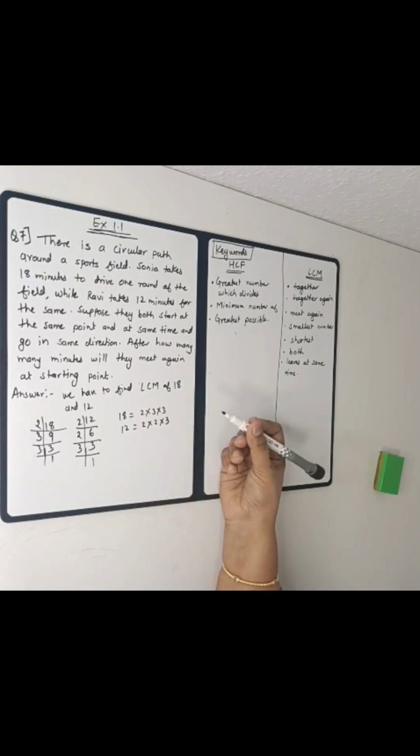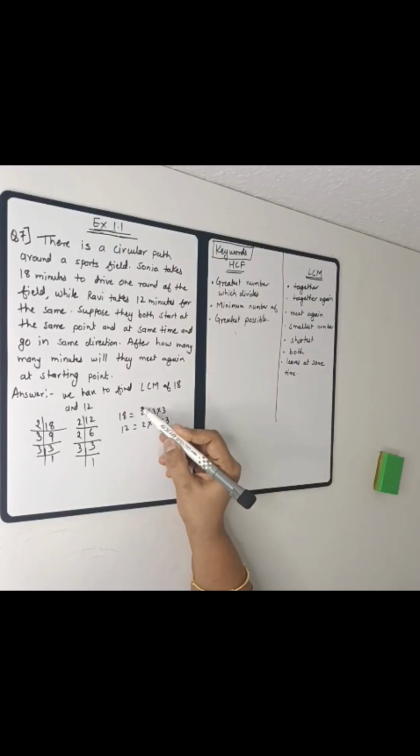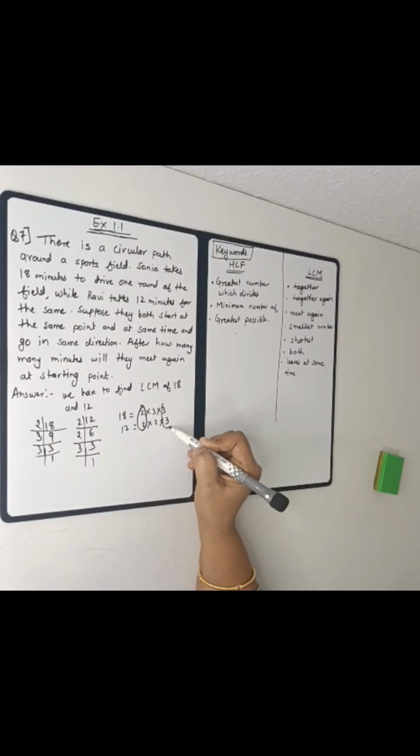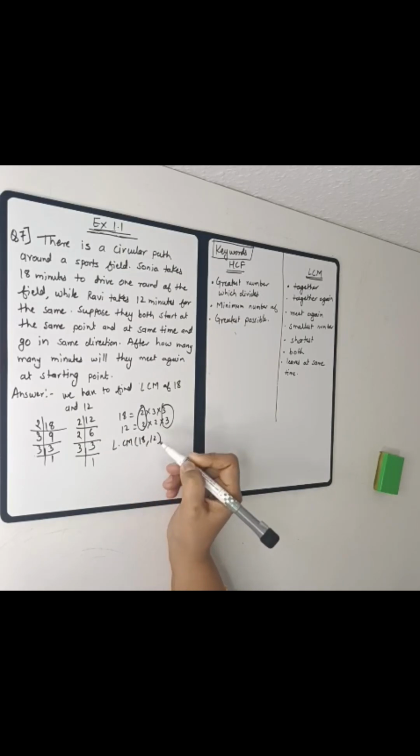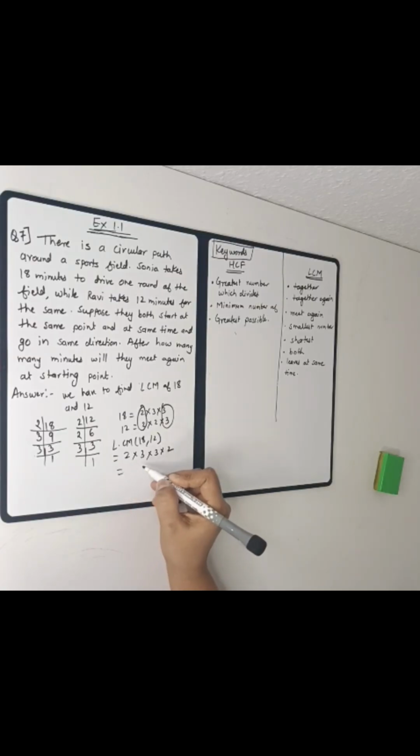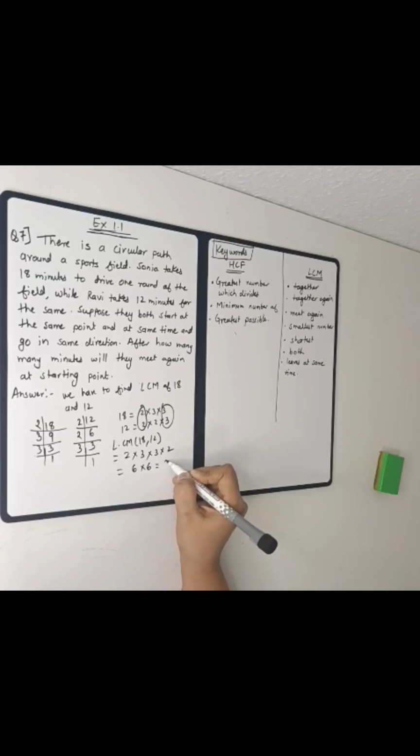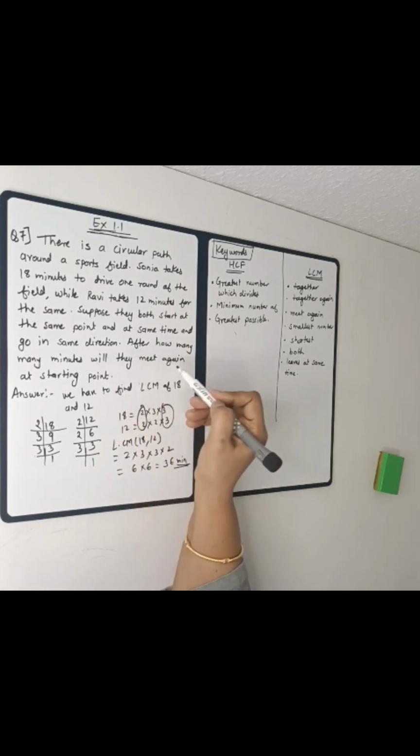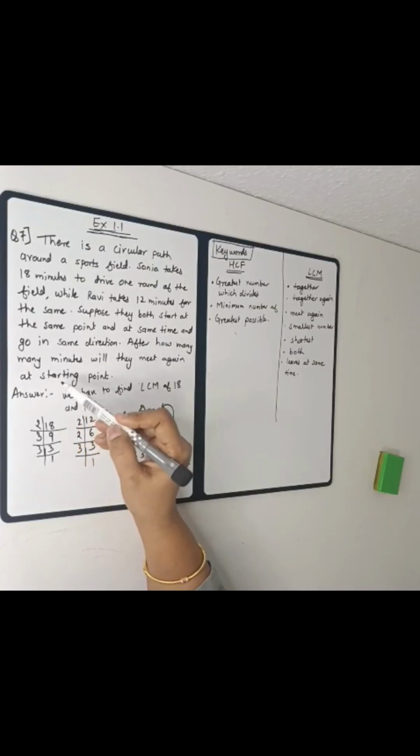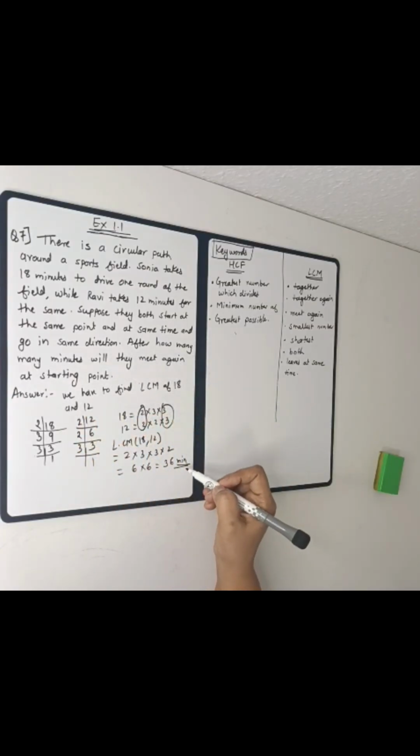Okay, so for the LCM, you have to take the common factors one time. So LCM of 18 comma 12: common one time 2, one time 3, and the left out you will write 3 into 2 as it is. So you get 6 into 6, that is, after 36 minutes they will meet again at the starting point, because it is very clearly said when they will meet at the starting point. Therefore they will meet together at the starting point after 36 minutes.